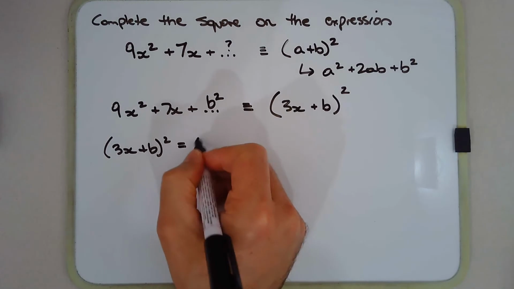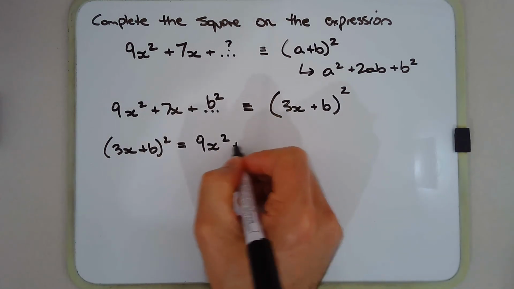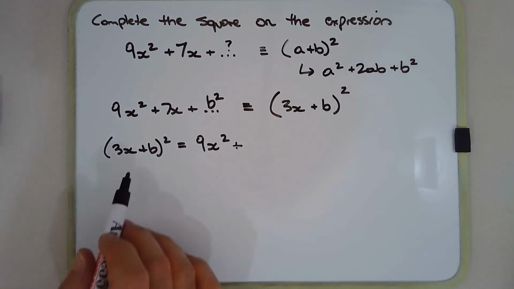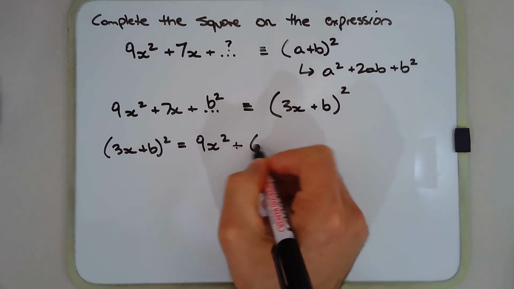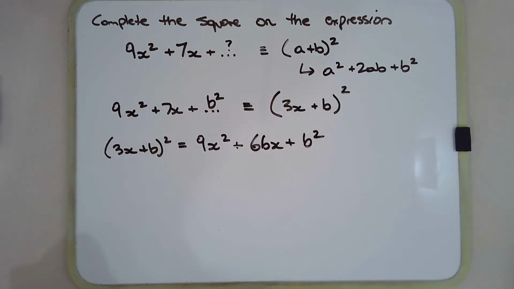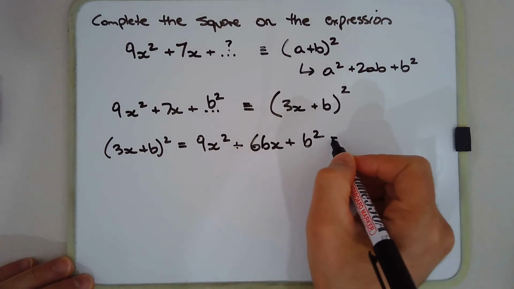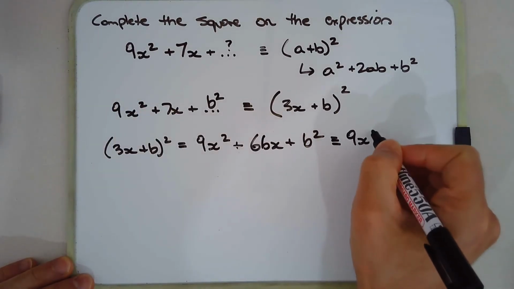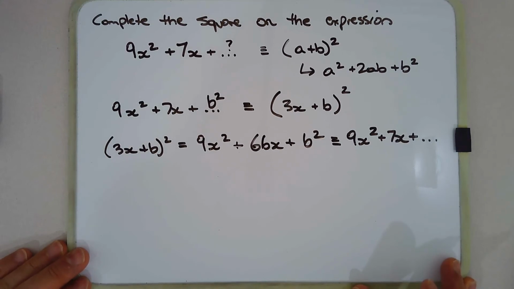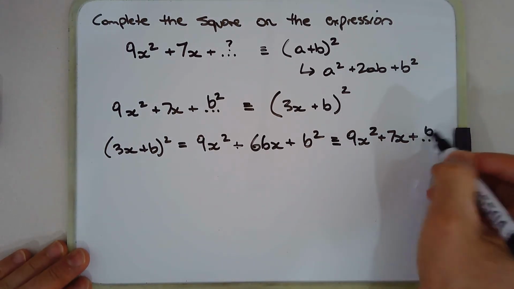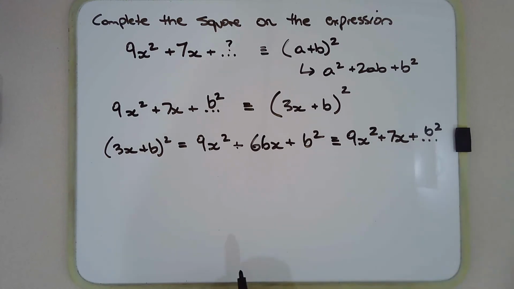When we expand that, we get 9x squared plus twice the product of the terms inside the bracket. So 2 times 3x is 6x, 6x times b is 6bx, plus b squared. And this is equivalent to our original expression, 9x squared plus 7x plus dot dot dot. So we know that obviously there's a b squared there, and we're trying to find the value of it. The clue is in the middle term. This term here should be equivalent to this term there.